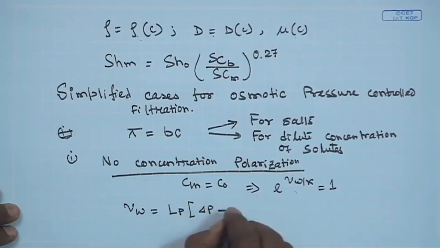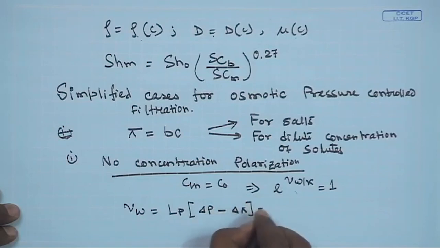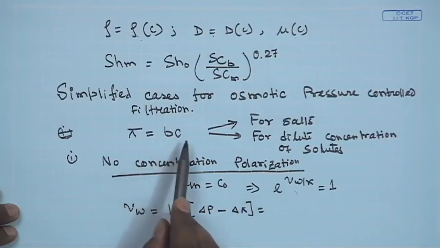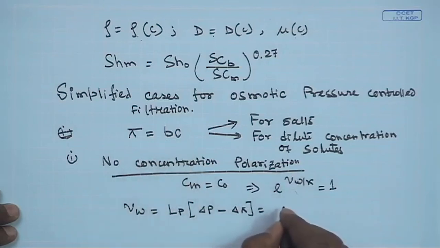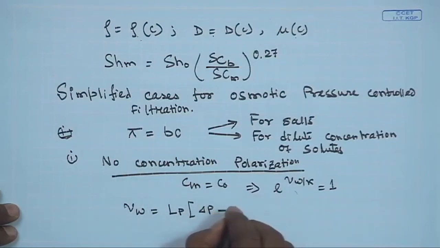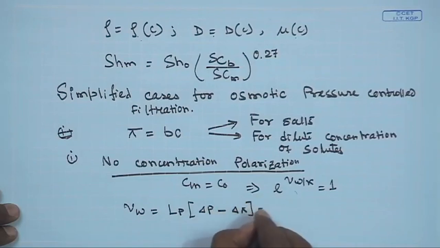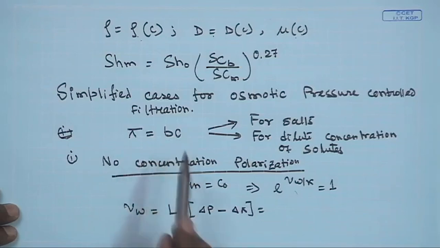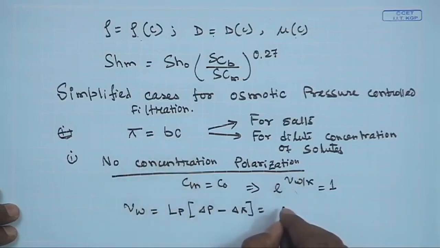Once you know the value of Vw, and since Cm is equal to C naught, from the definition of real retention, one can get the value of Cp as Cp equal to Cm into 1 minus real retention, and Cm is equal to C naught in this case. Therefore, one can get a system prediction quite easily in the case of no concentration polarization, where the turbulence is very, very high in the system.